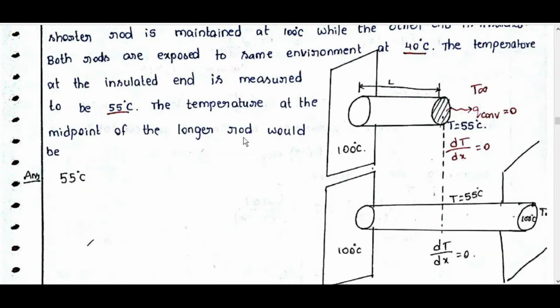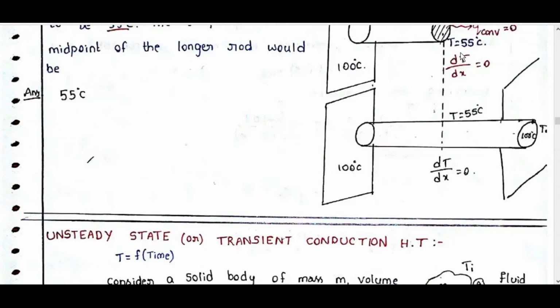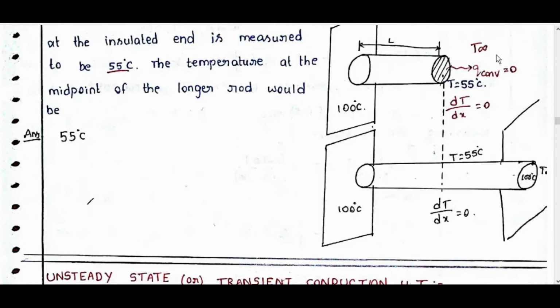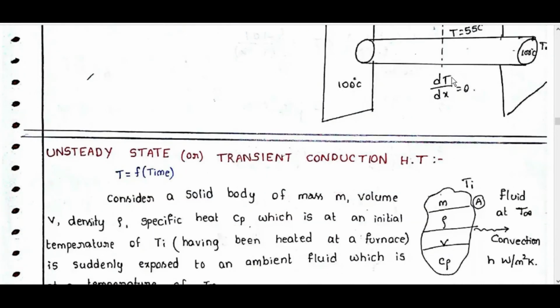The temperature at the midpoint of the longer rod would be equal to what? Here it is 55 degrees. Here also dT by dx equals 0. Here the convection Q is equal to 0, so dT by dx is equal to 0. So in both cases it is 55 degrees only.